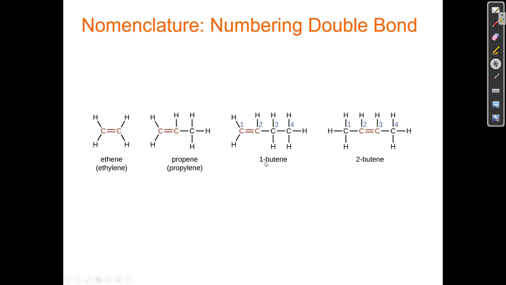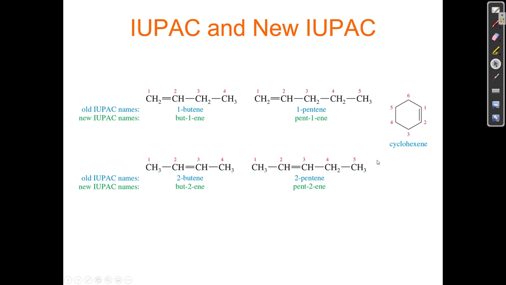So this system here, where we say butene and we put the number out front, 1-butene, because there's two different kinds of butene now. I can't just say it's butane, where there's only one type. There's two types of butene, 1-butene like this and 2-butene like this. So this is actually an old way of naming molecules.